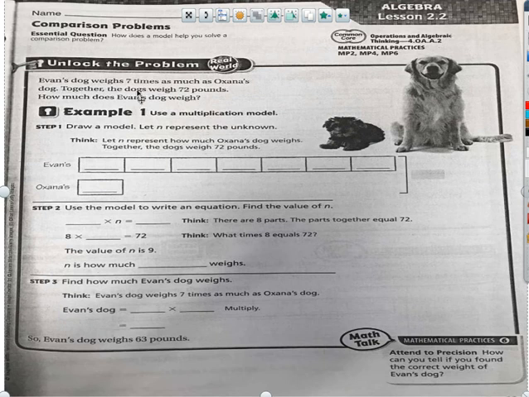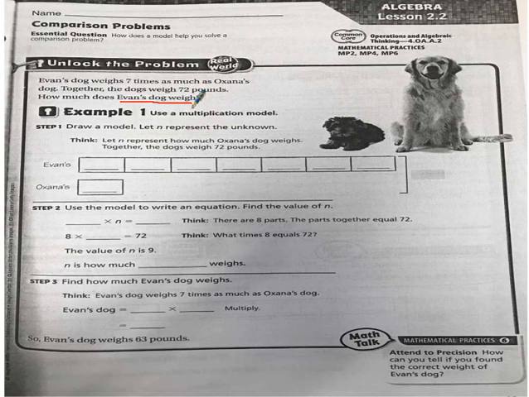Evan's dog weighs 7 times as much as Oksana's dog. Together, the dogs weigh 72 pounds. How much does Evan's dog weigh? Alright, so we're going to take a look at step 1 down here. Draw a model, let n represent the unknown. Well, as of right now, we don't know how much Evan's dog weighs.